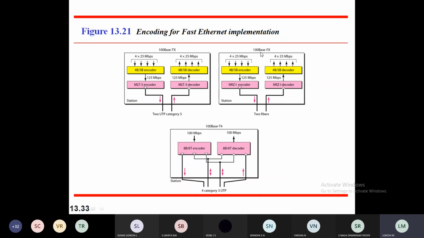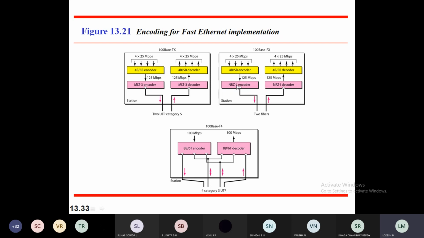And when you come to 100BASE-FX, this is a fiber channel. Again here we use two fiber cables. This is another station, and it performs encoding and decoding. Here, instead of a multiplexer, we use NRZ-I, non-return-to-zero inverted. Whenever a one comes, it inverts the level: if it is zero it goes to positive, and if it is one it goes to negative.